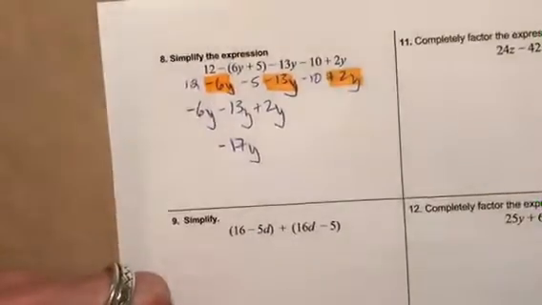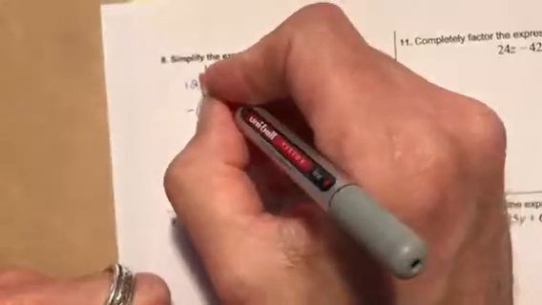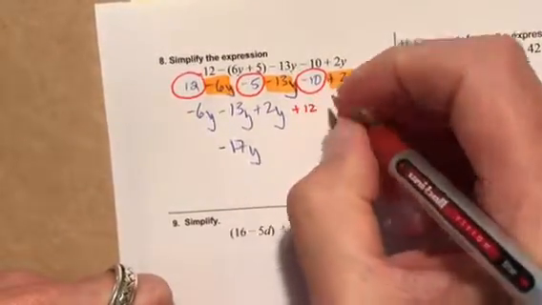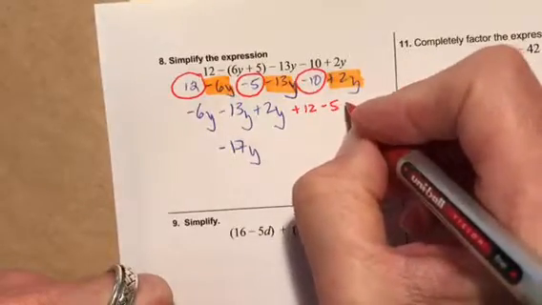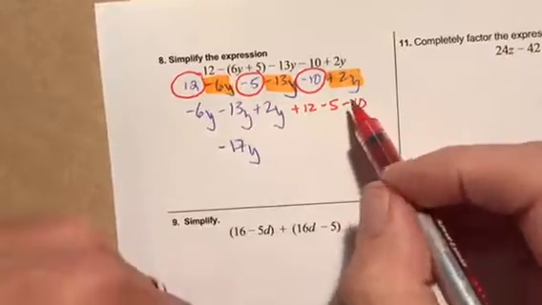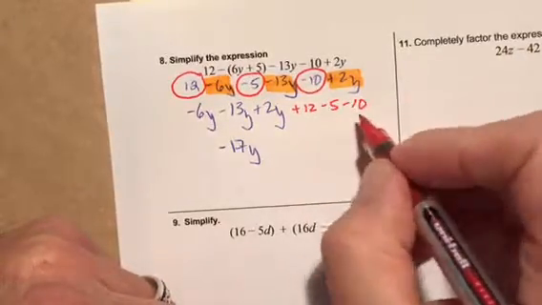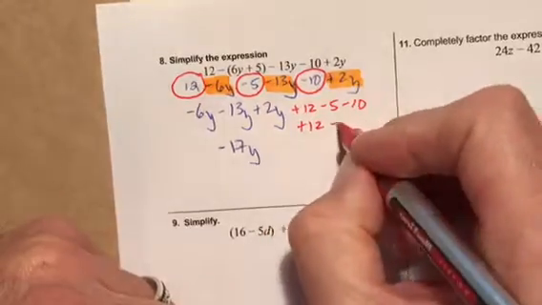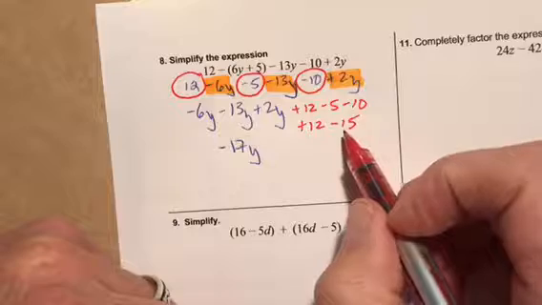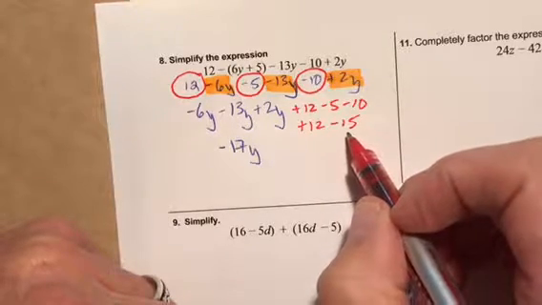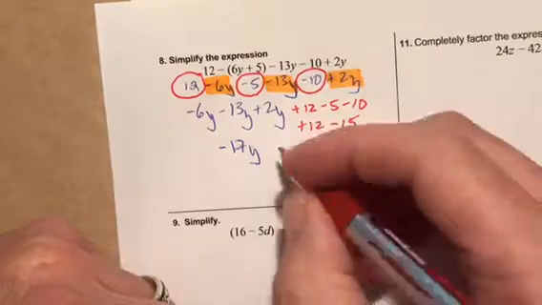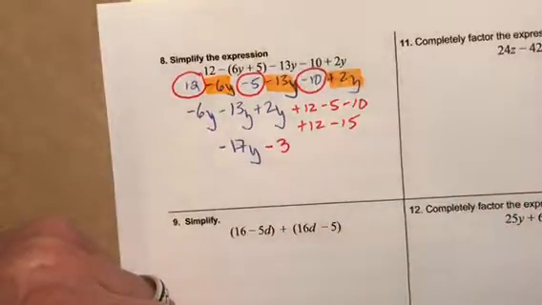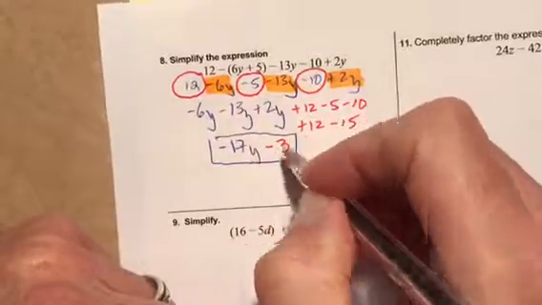My constants are going to be positive 12, negative 5, and negative 10. So I have plus 12 minus 5 plus negative 5, negative 10. These two together are negative 15. So I can think of this as plus 12 minus 15. Same signs add them up, different signs subtract. So 15 minus 12 is 3. It's more negative, so it'll look like that. So negative 17y minus 3 is the simplified expression.